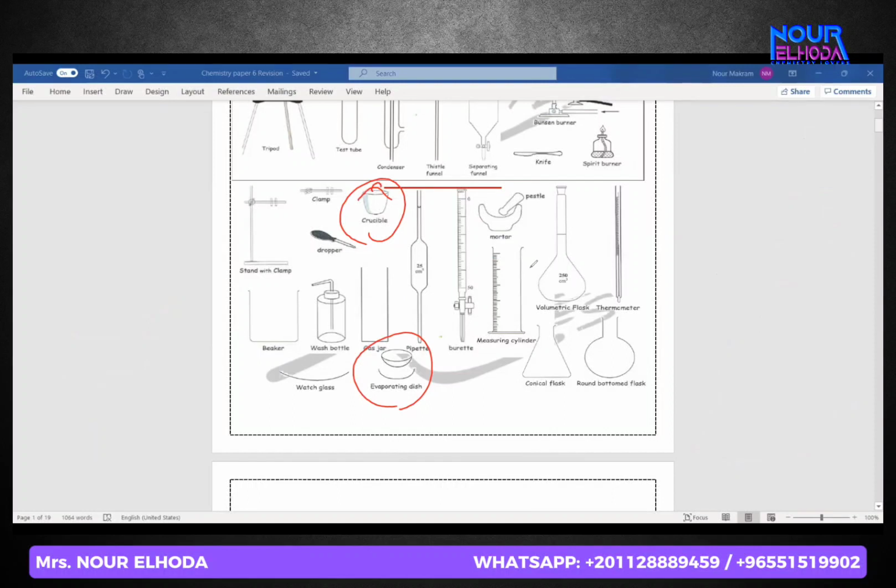Wash bottle, if you want to wash any salt, you're not going to take the wash bottle. We're not going to wash the salts in the kitchen or in the lab. No, we always do washing with the wash bottle.